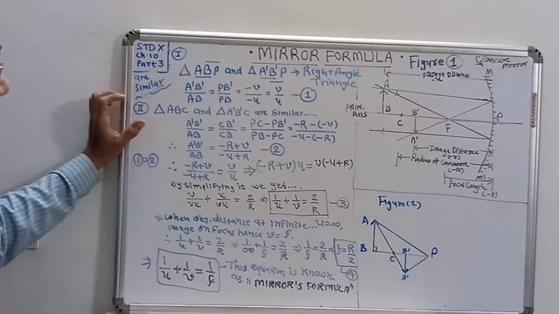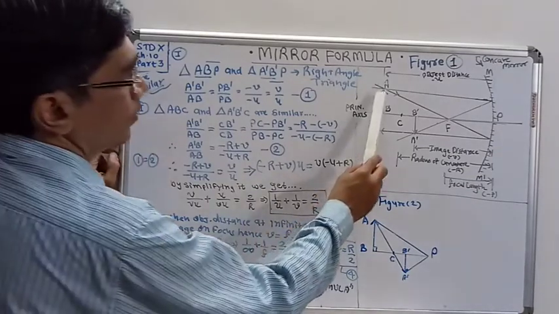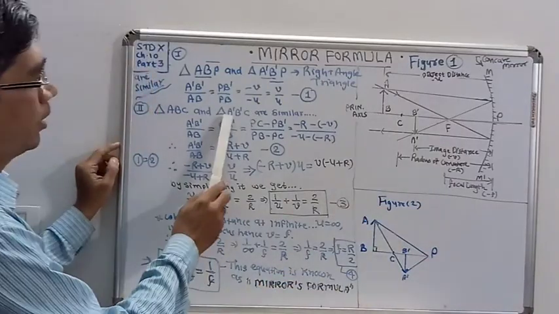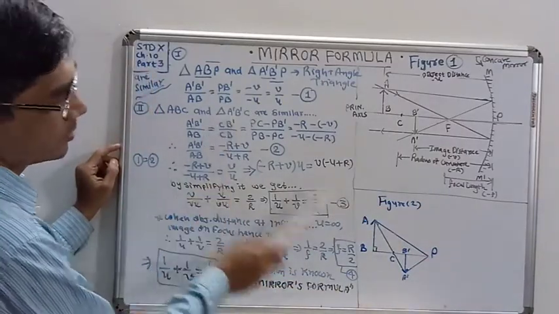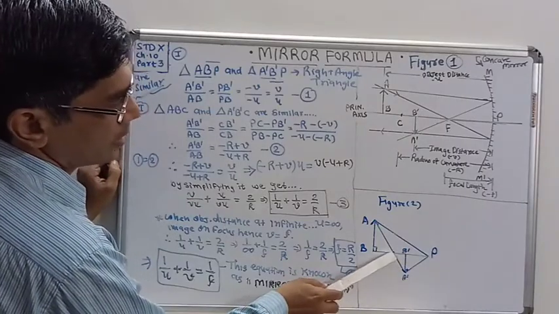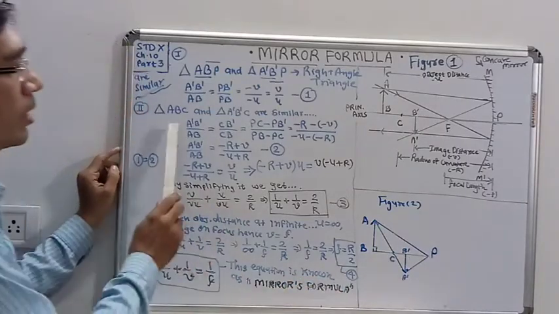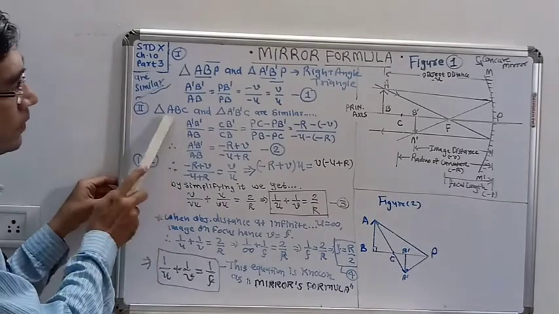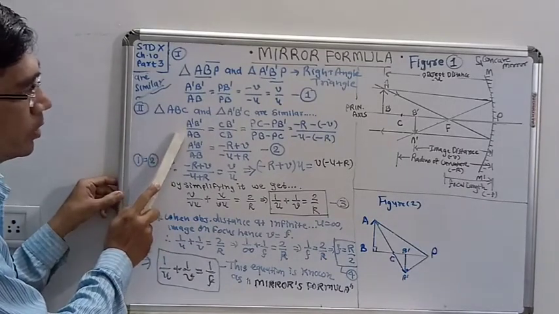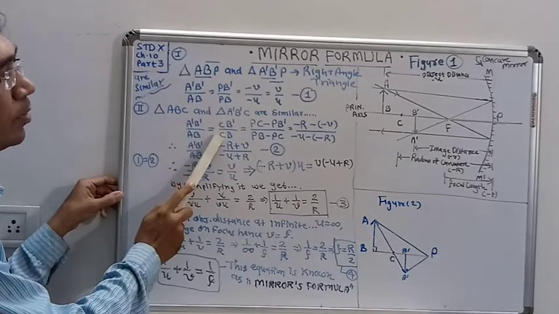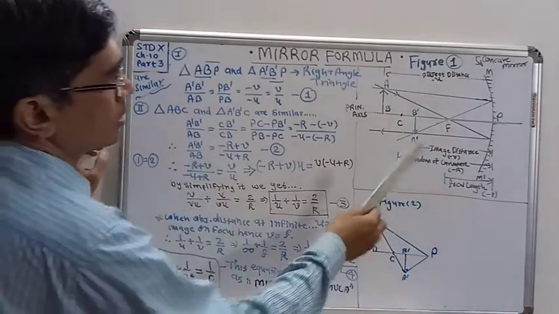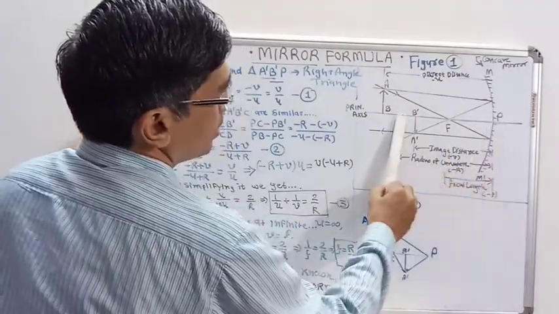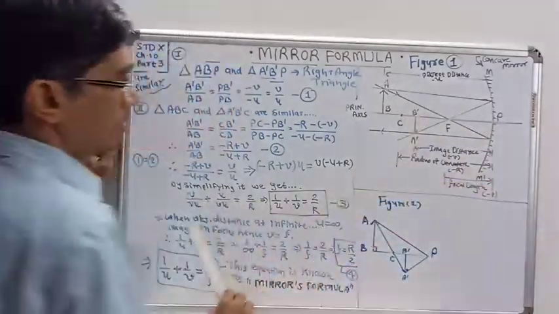Second, we are taking the triangle ABC here, and another is the triangle A'B'C'. These are also right angle triangles and they are similar. So by taking comparison, we get A'B' upon AB is equal to CB' upon CB. CB' is what? This is the CB'. So it is taken as the PC minus PB'.